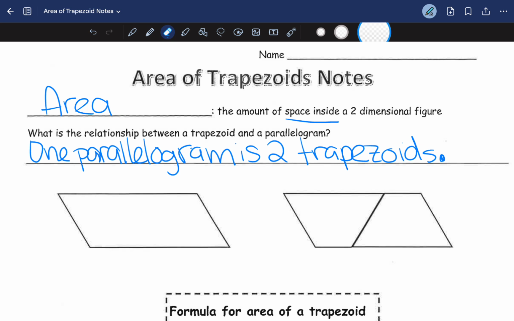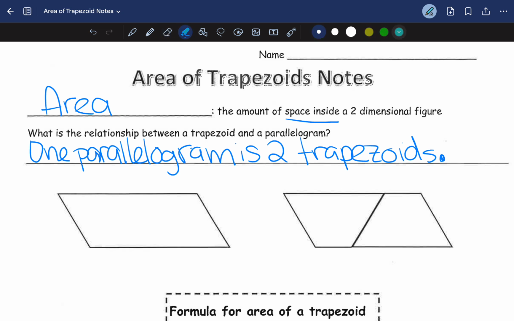Okay, that first blank says, blank, the amount of space inside a two-dimensional figure. Well, we've been filling that in pretty much this whole time, and it's the word area. Area is the space inside. So think about the inside, not the outside. The inside, that's the area.